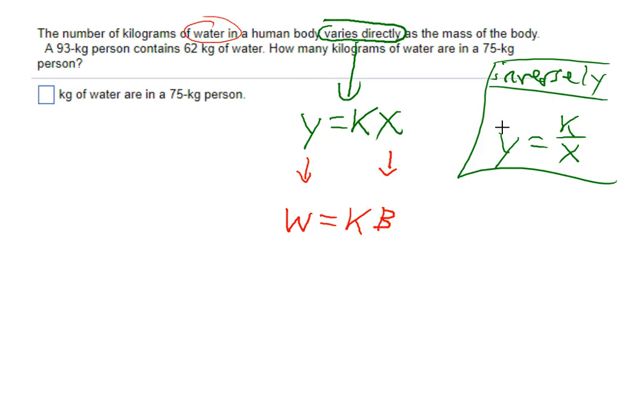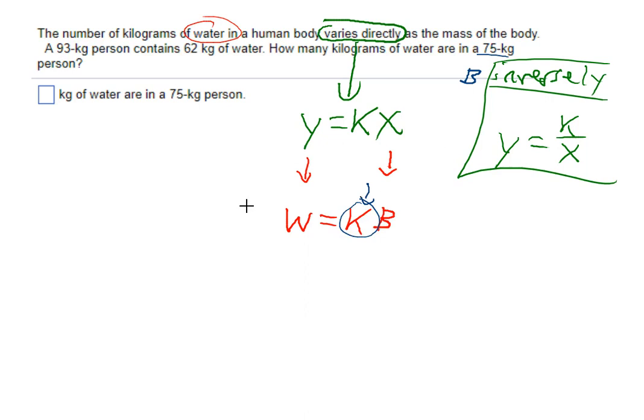Now, in order to answer this question, I want to know how much water is in a 75 kilogram person, or a 75 kilogram body. So that's going to be b. If I take 75 and plug that in for b, I can't answer the question because I don't know what k is equal to. So we have to find this first before we can answer the question.